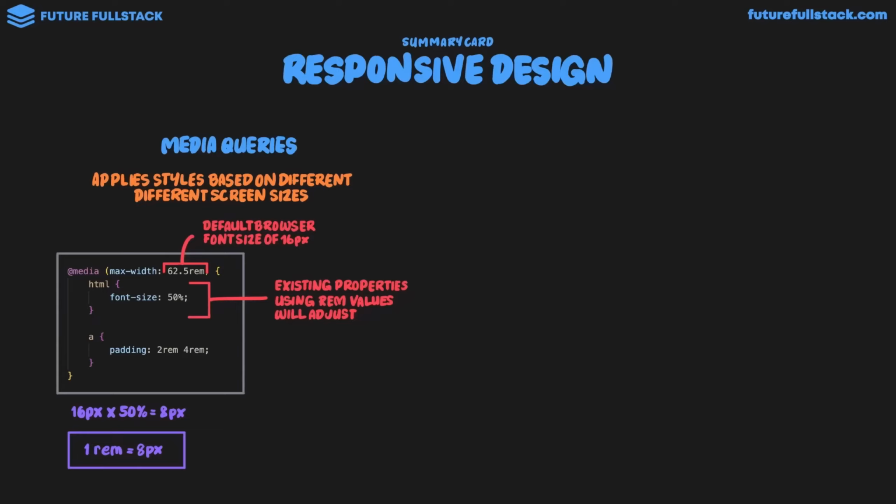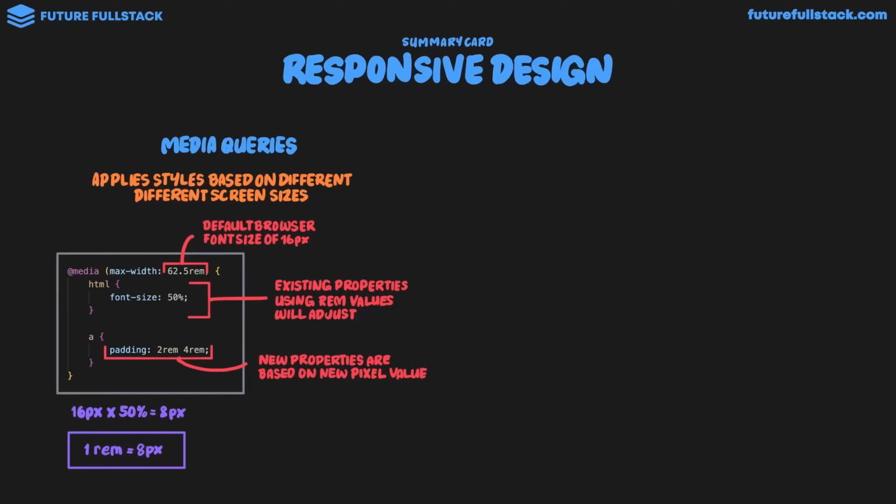We also discussed how new properties are based on the new pixel value. And this also applied to adjusting existing properties. So in this example, we're adjusting the padding of our anchor tag to be 2 rems top and bottom and 4 rems left and right. But the 2 rems is now based on 8 pixels. So 2 times 8 is 16 pixels. The 4 rems is 4 times 8, which would be 32 pixels.